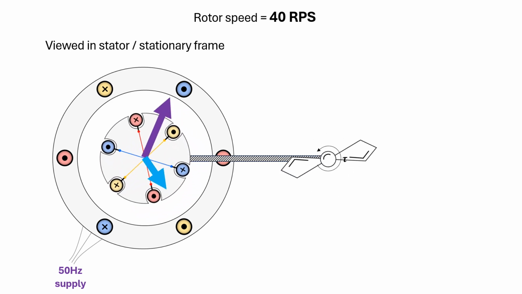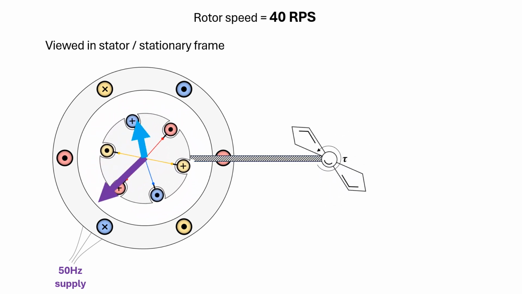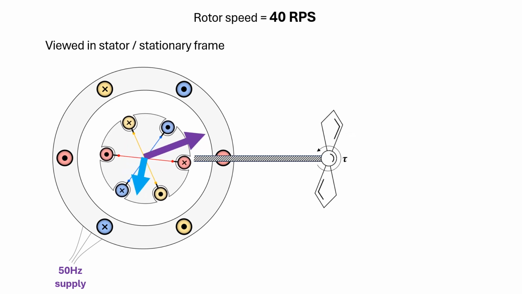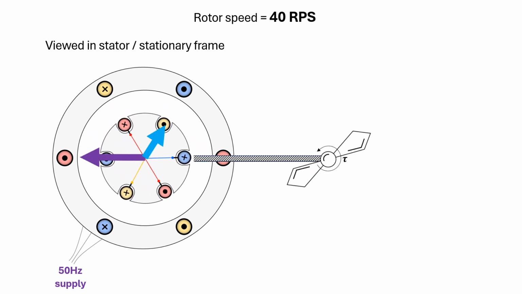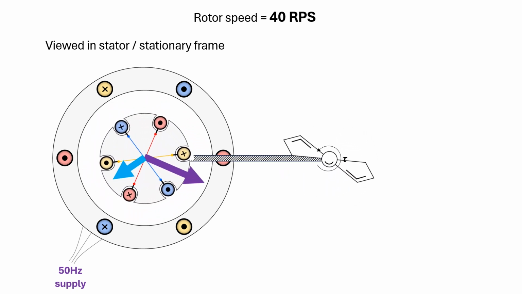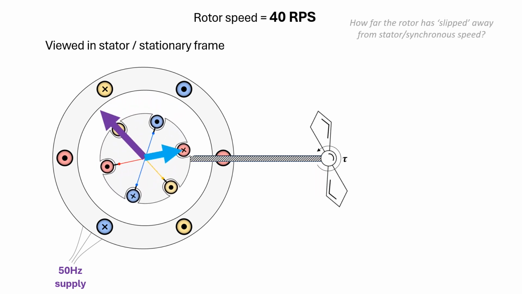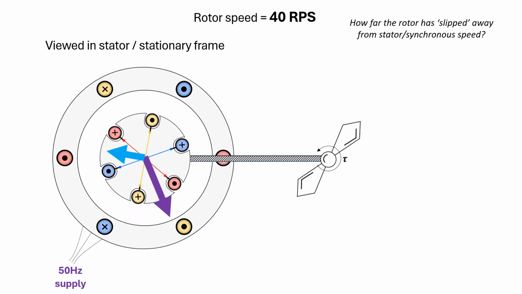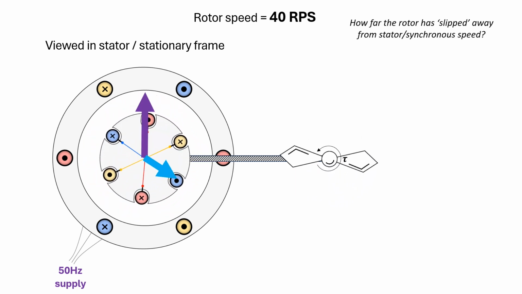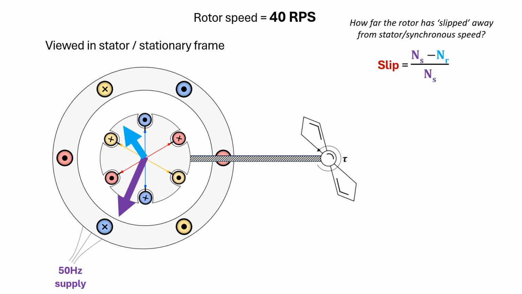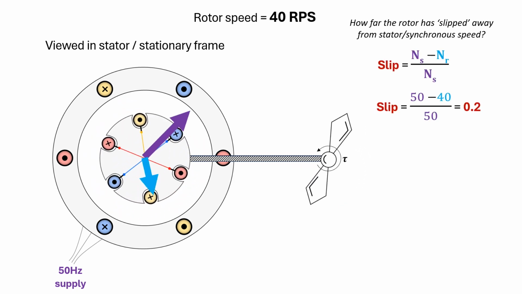Let us quickly look at another famous term used around induction motors. The slip. The slip of the induction motor tells us how far the rotor has slipped away from stator synchronous speed. It is given by this simple equation, as shown here. For the 40 RPS speed, the slip is 0.2.